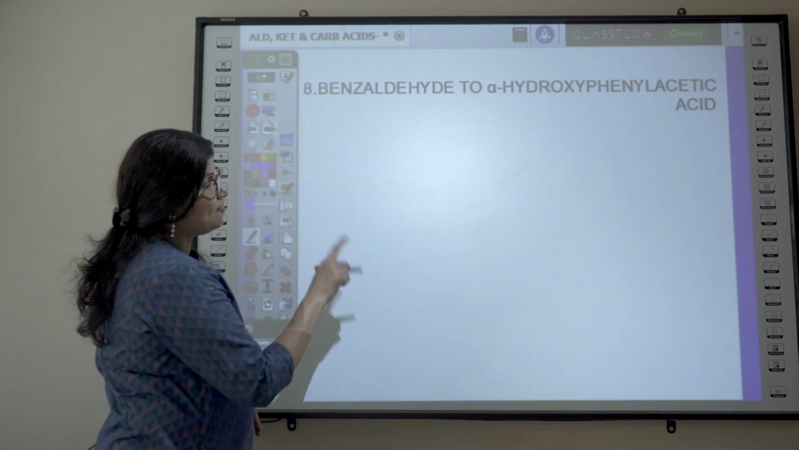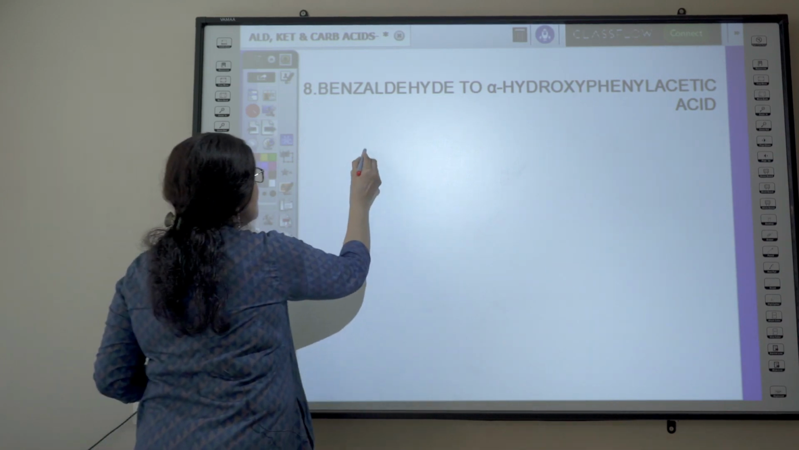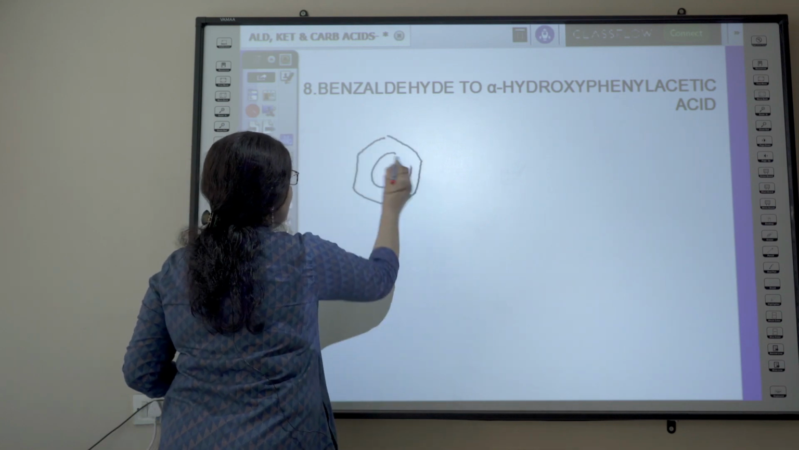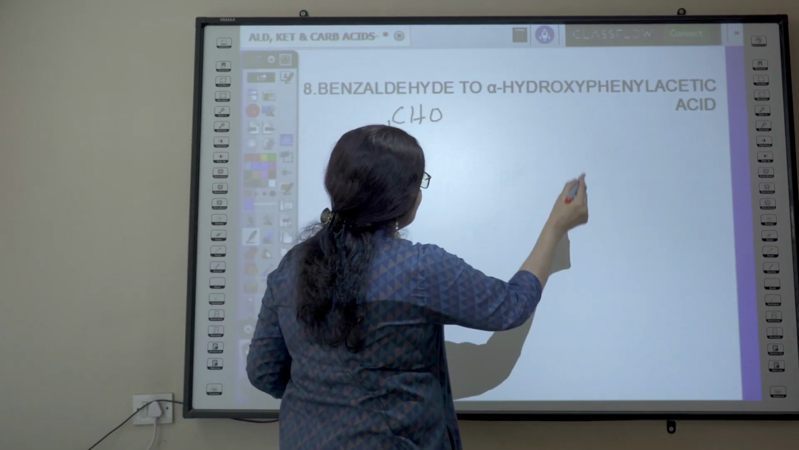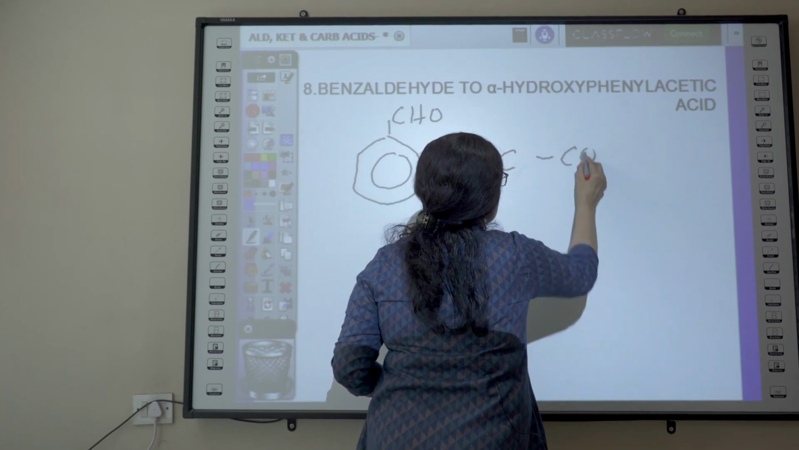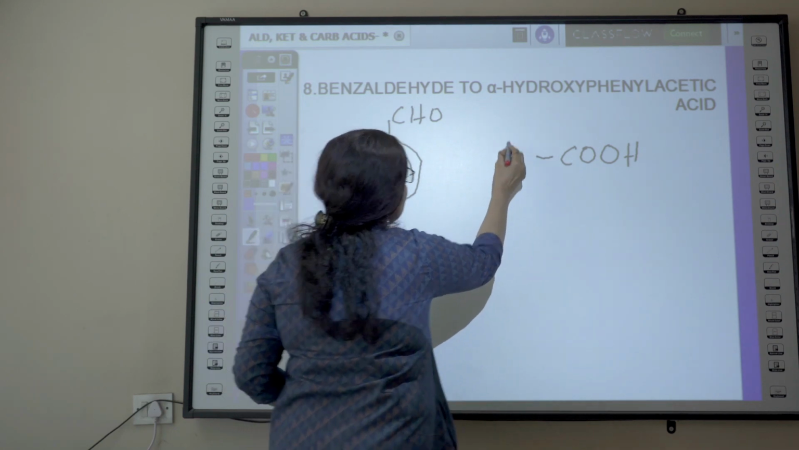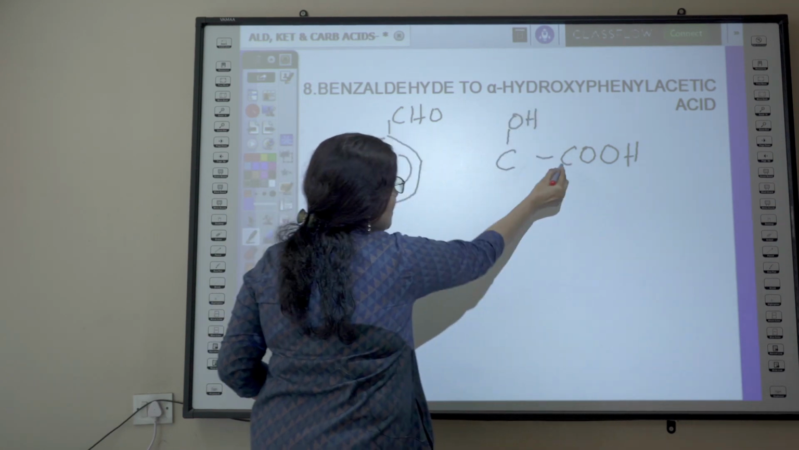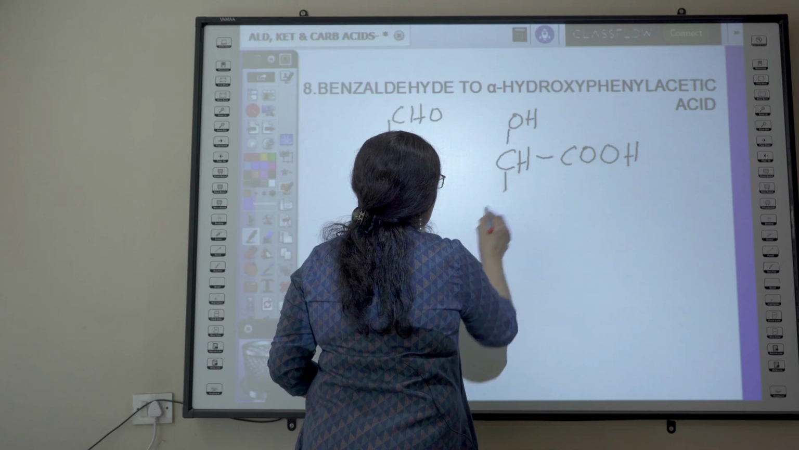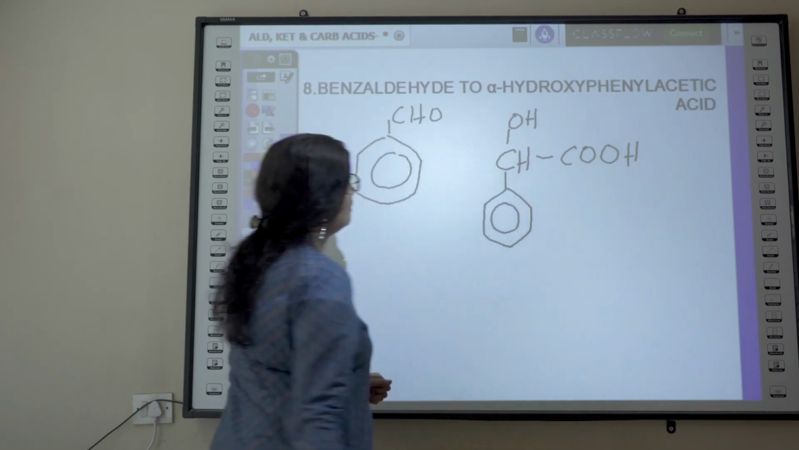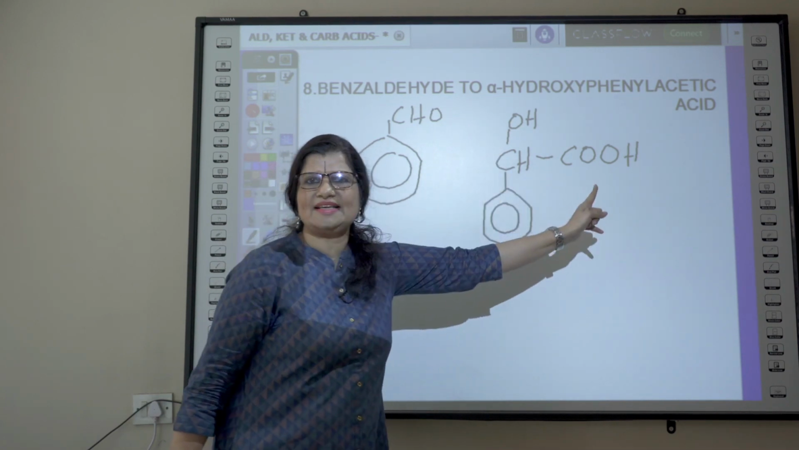Benzaldehyde again to alpha hydroxy phenyl acetic acid. Okay, a very interesting conversion. So we have benzaldehyde to alpha hydroxy phenyl acetic acid. So let me first draw the structure of acetic acid. See, on this carbon atom we have an OH because it is alpha with respect to the functional group, and we also have a phenyl group. So this is the structure of alpha hydroxy phenyl acetic acid.